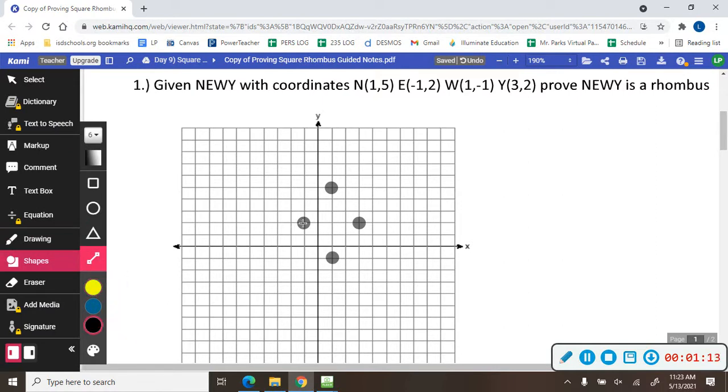And so what we need to do first is prove that from here to here and from here to here is parallel. And also we need to prove that from here to here is parallel to there to there. And so that's how we're going to prove it's a parallelogram. The first thing we'll do is look at the slopes.